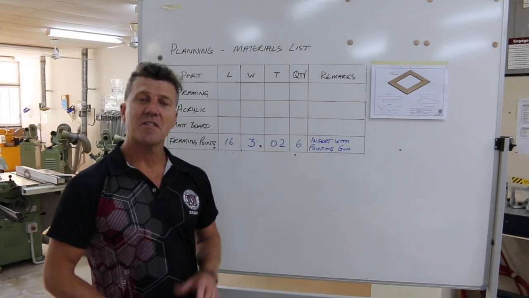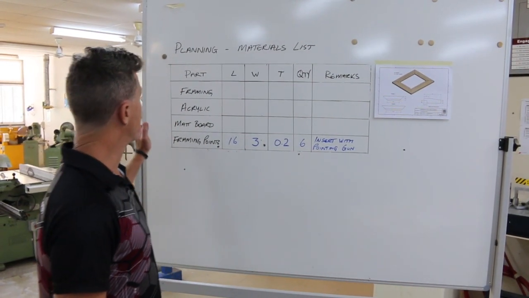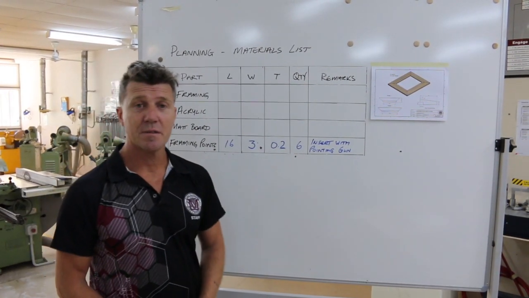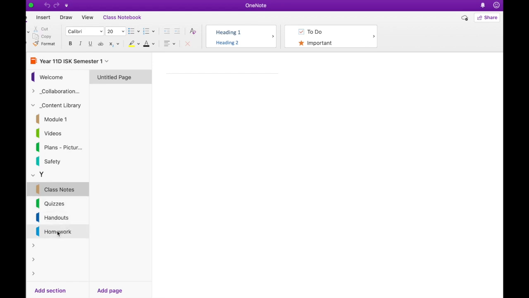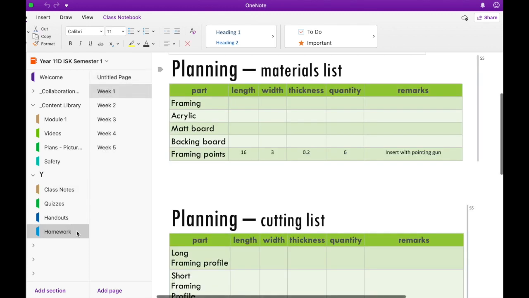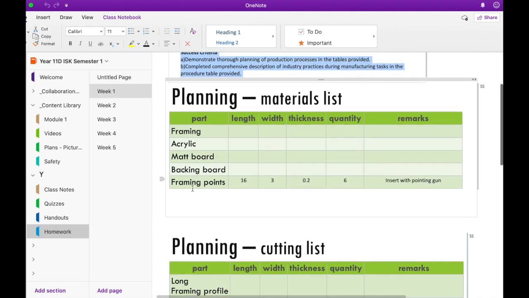Morning everyone. This video is to do with filling out our materials list. So on OneNote you can find the table that you need to fill in by coming into your homework folder, your individual homework folder. You've got a few tabs up here. There's nothing in anything but the homework tab.